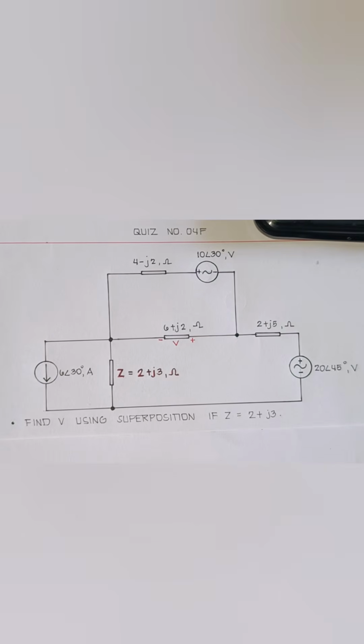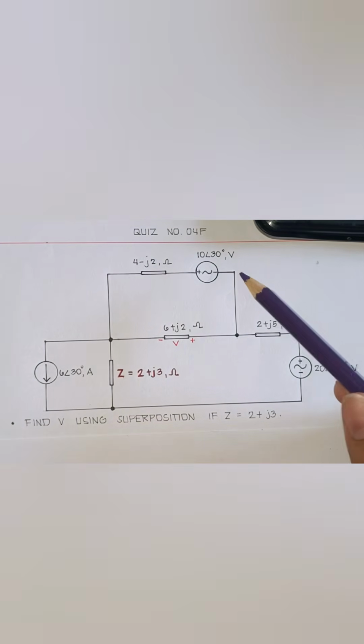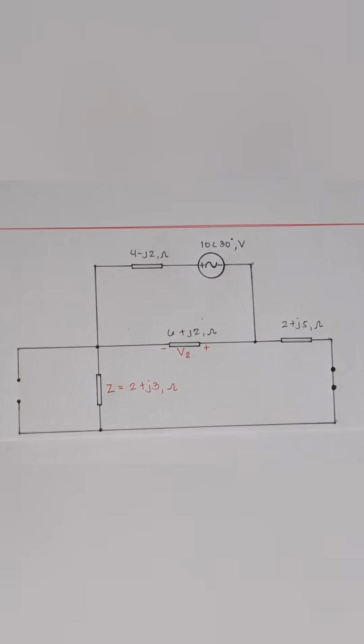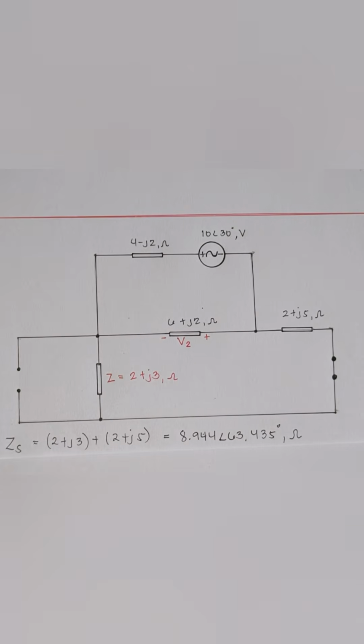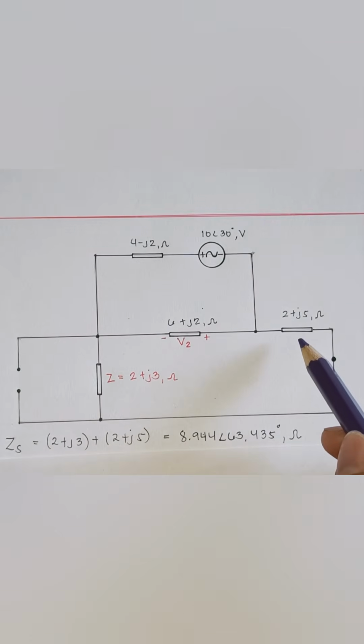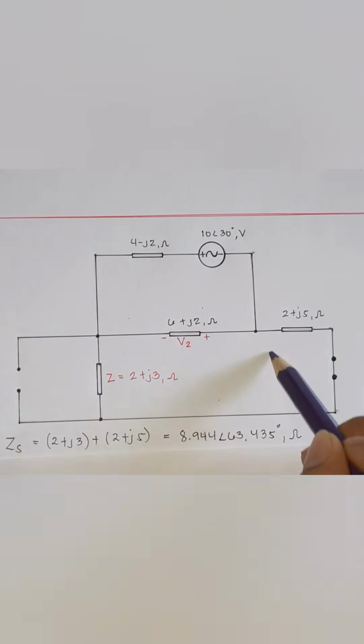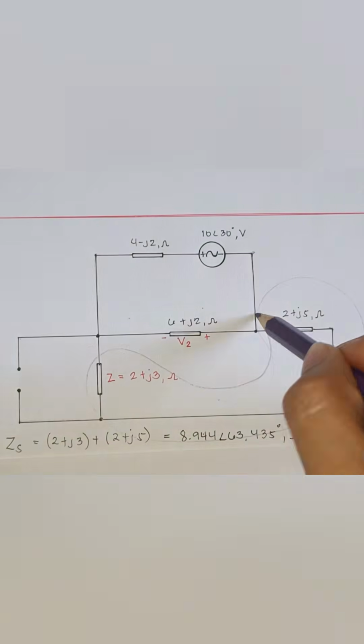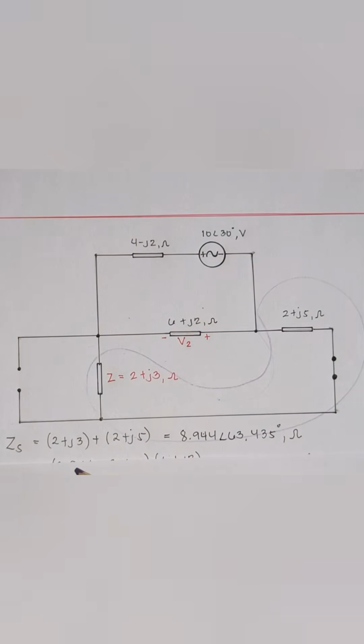Next, we return to the original circuit and consider the 10 angle of 30 degrees voltage source acting alone. Using the superposition theorem, the current source is replaced with an open circuit and the other voltage source is replaced with a short circuit. Now simplifying the circuit, the impedance 2 plus J3 ohms and 2 plus J5 ohms are in series. We combine them.